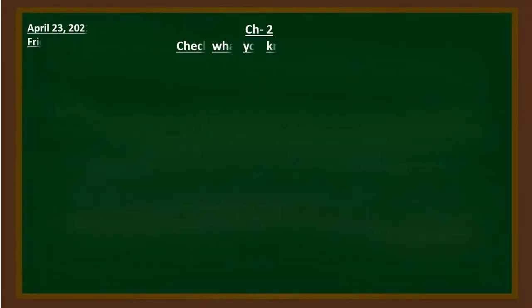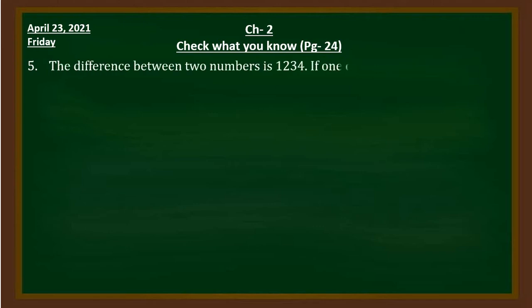Let's first discuss how to do question 5 of Check What You Know, which is given at page 24 of your book. It says the difference between two numbers is 1234. If one of the numbers is 4321, what is the other number?